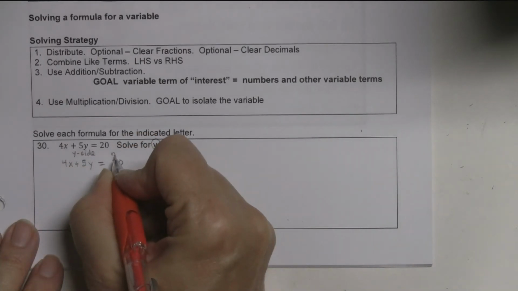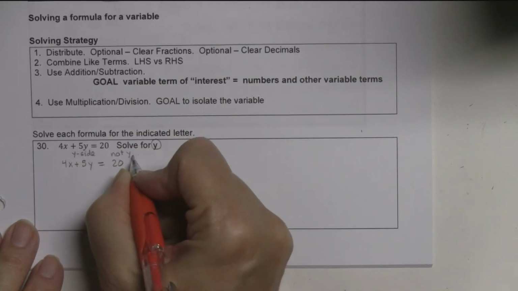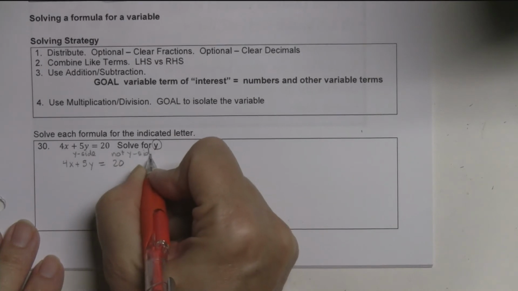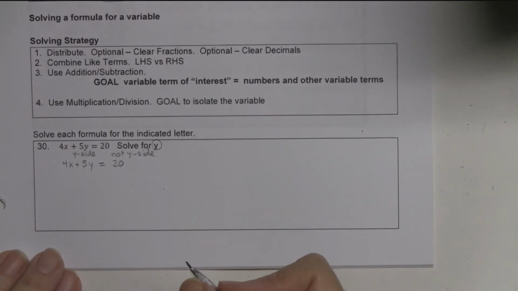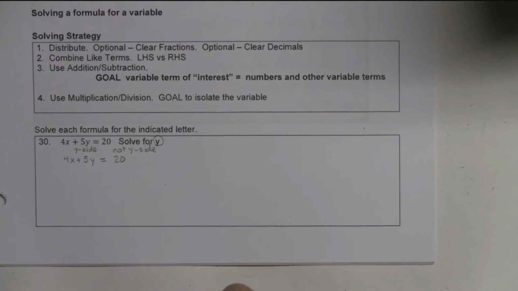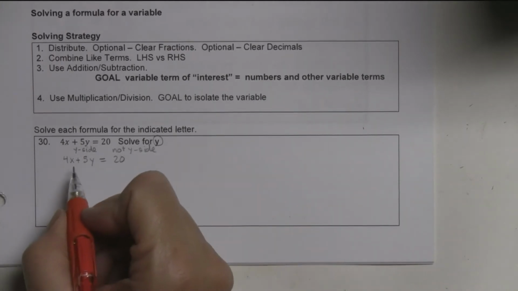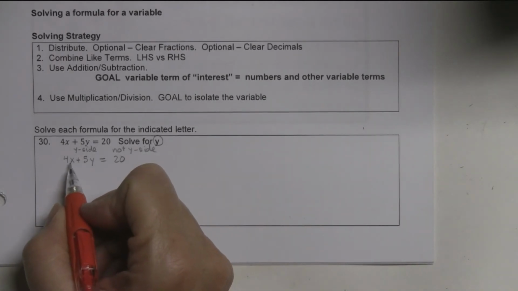And over here, I'm going to have the not y side. So only one term is not in the correct spot, and it's the 4x. So I want to move it to the other side.